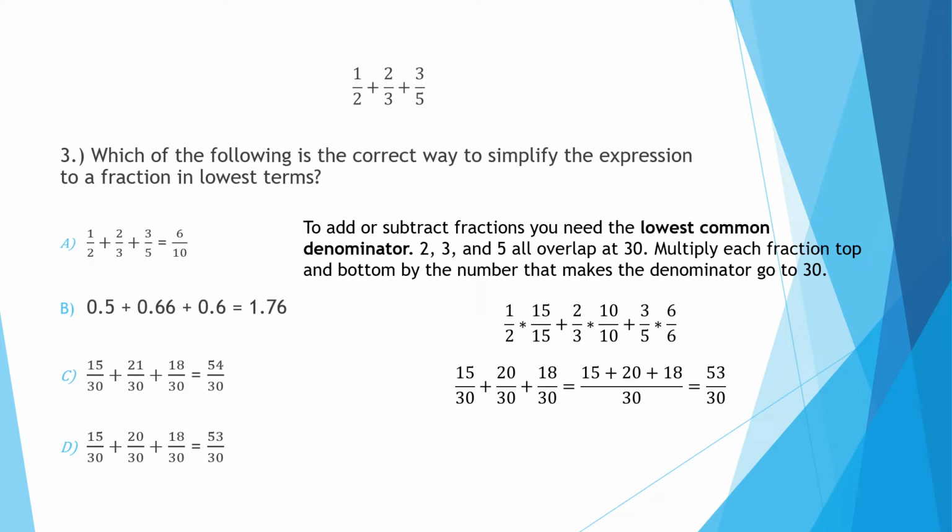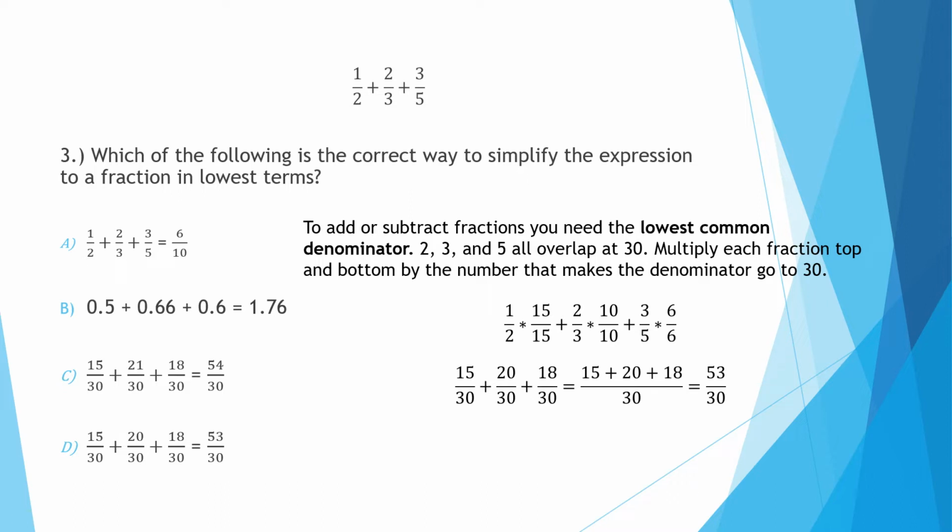In order to add or subtract fractions, we need a lowest common denominator. Another way to think about the lowest common denominator is it will be the smallest number that is divisible by each denominator in our expression. In the case of 2, 3, and 5, 30 is divisible by 2, 3, and also 5.